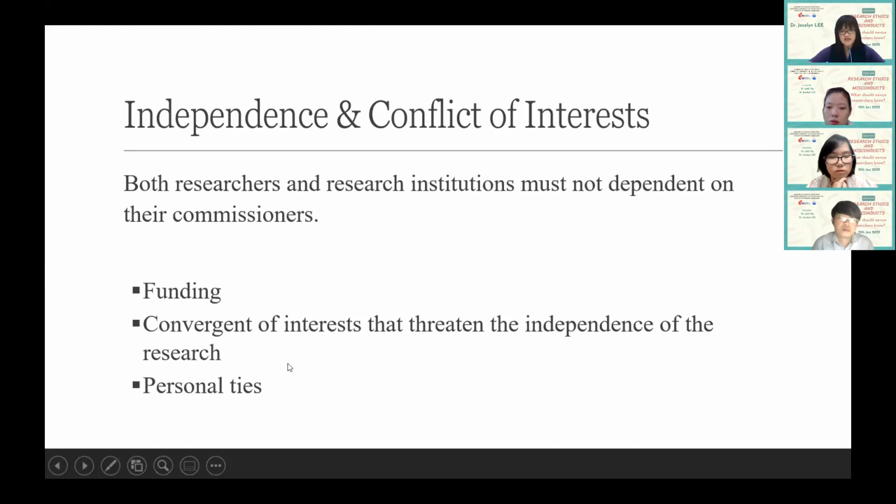Your sponsor might have a lot of say in your research. Then the findings will not be reliable because they intervene. So it has to be independence. I will give you an example here.